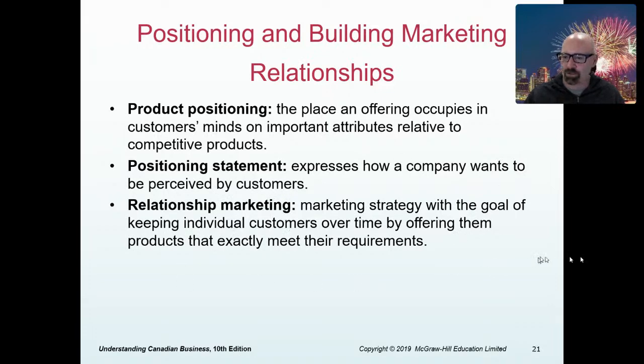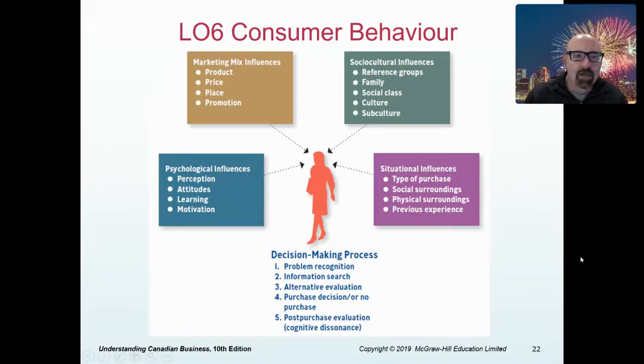Okay, so on to the next. So consumer behavior. What are some of the things that go into how our consumers purchase? Okay, so certainly our marketing mix, product, price, place, promotion. They will influence our consumer. What else? Our sociocultural influences. Our reference group, family, social class, culture, subculture. Okay, so our reference group, who are our peers?